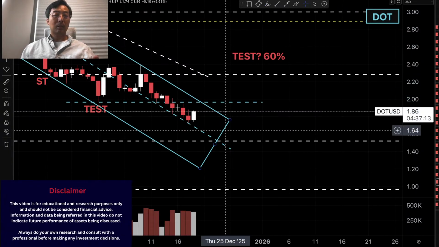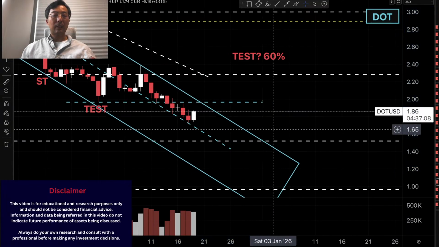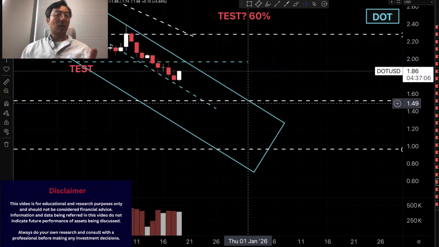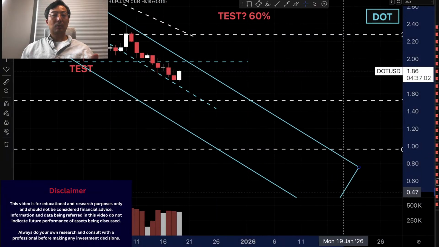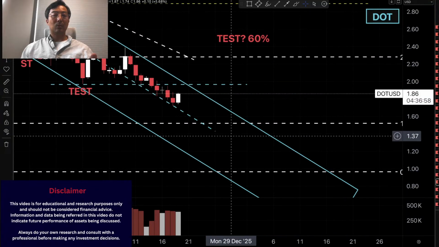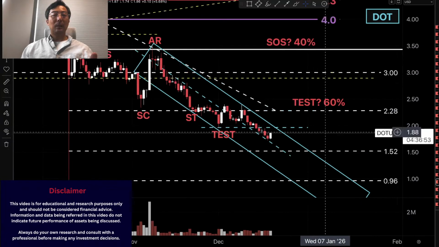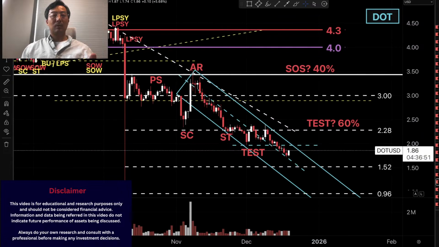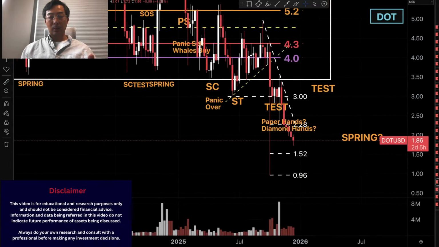Assuming that positive case isn't going to happen, the next case points to the 1st of Jan, okay? And even further, if it comes down to challenge the 0.96 level, that's going to be mid-Jan. So we're getting close. Within less than a month, we should be able to see a trend change confirmation. All right, and let's get on to Flow.